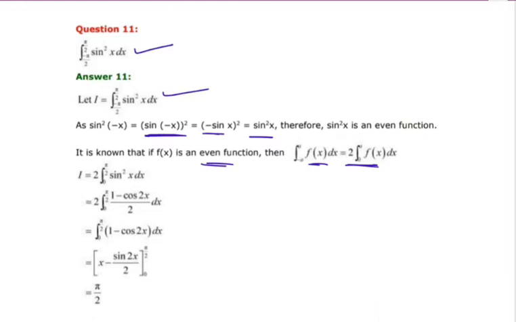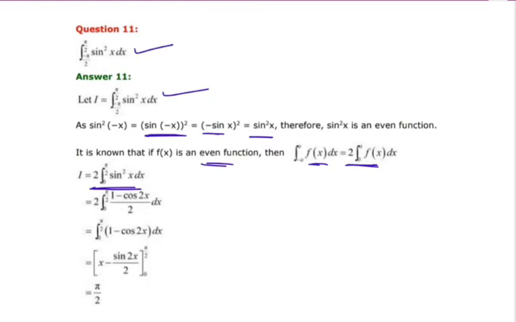So we have taken here the value, that is I as it is, 2 times the integration from 0 to pi by 2 of sin square x dx. So 2 as it is, from 0 to pi by 2, sin square x can be written as 1 minus cos 2x upon 2.